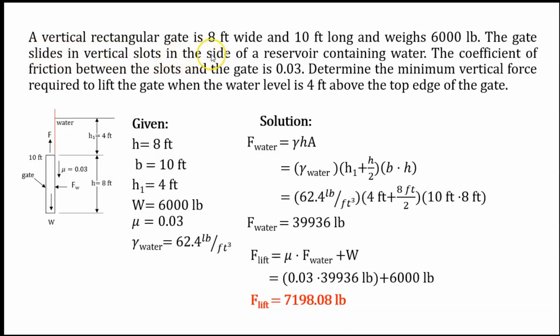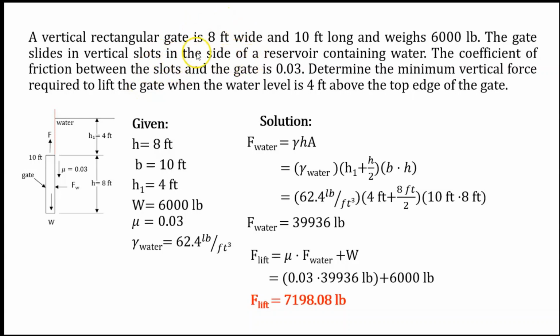A vertical rectangular gate is 8 feet wide and 10 feet long and weighs 6,000 pounds. The gate slides in vertical slats in the side of a reservoir containing water. The coefficient of friction between the slats and the gate is 0.03. Determine the minimum vertical force required to lift the gate when the water level is 4 feet above the top edge of the gate.